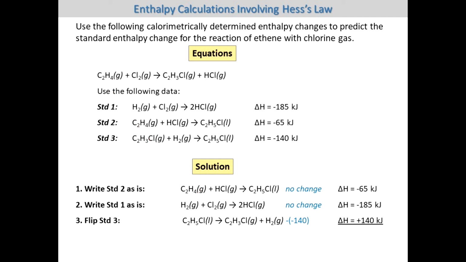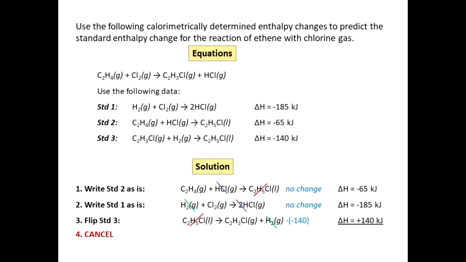I then look at my chlorine gas, Cl2. I use standard equation number 1 for that. I know that chlorine in the standard matches the reactant side with the target, therefore no change. I simply write this equation and I have a minus 185 kilojoules. Then I look for my product side and I note in order to get my product, I must flip, reverse standard equation number 3, and therefore I must reverse the sign from a minus 140 to a positive 140.